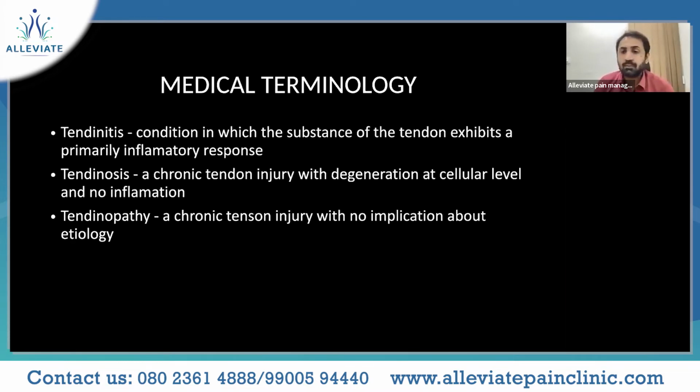calcific tendinopathy. So, medical terminologies: tendinitis is the condition in which the substance of the tendon is enlarged and exhibits a primary inflammatory response, and tendinosis is a chronic tendon injury with degeneration at the cellular level with no inflammation. Tendinopathy, there's a spelling mistake there, is a chronic tendon injury with no implication about the etiology.